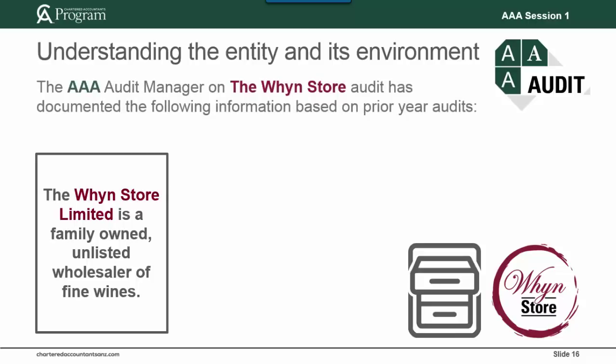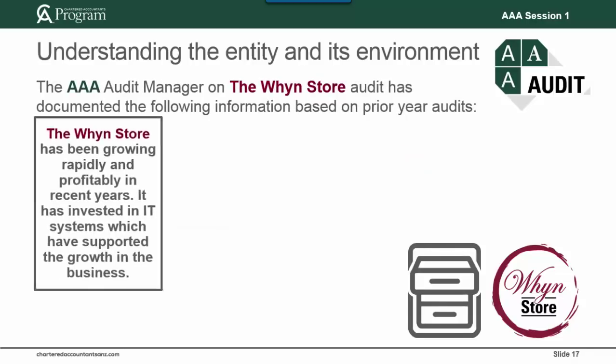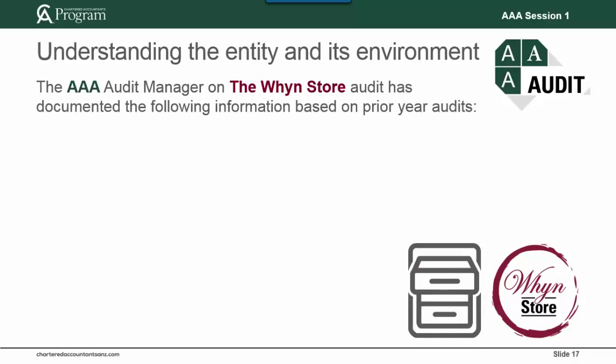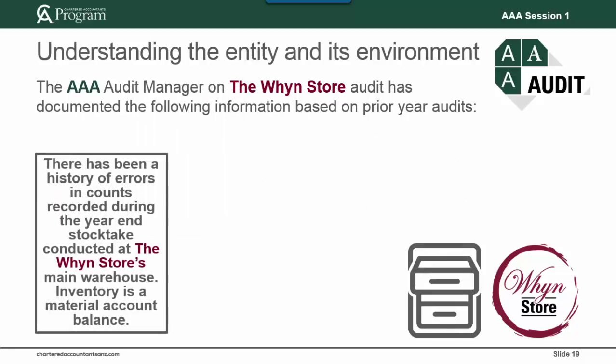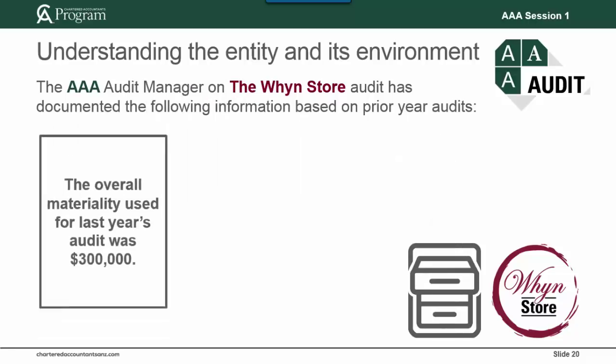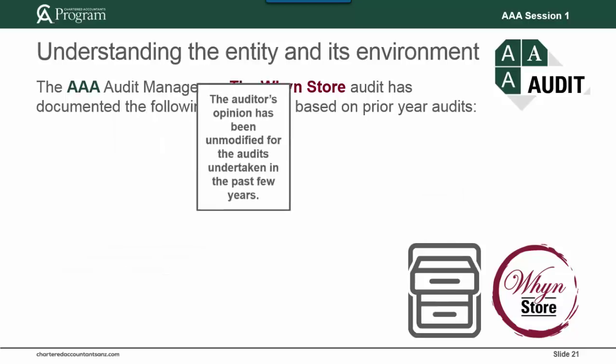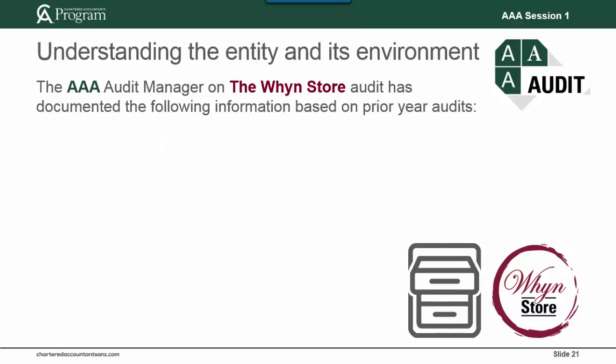So let's now consider how AAA would obtain an understanding of the wine store. AAA would want to do some research on the organisation and have discussions with the client. But this isn't the first year that AAA is the auditor of the wine store's general purpose financial statements, so they should have some understanding of the wine store already.